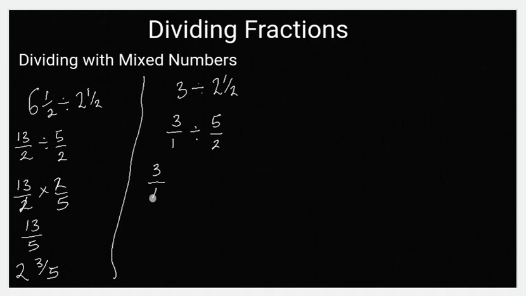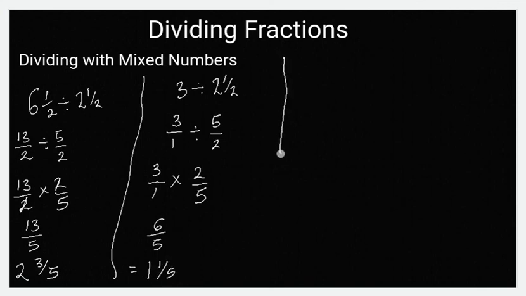3 over 1 times, when you want to use reciprocals, 2 over 5. Nothing can cancel each other out, so we just multiply straight away. This will give us 6 over 5. An improper fraction, changing this to a mixed number, would give you one whole number, 1 over 5.